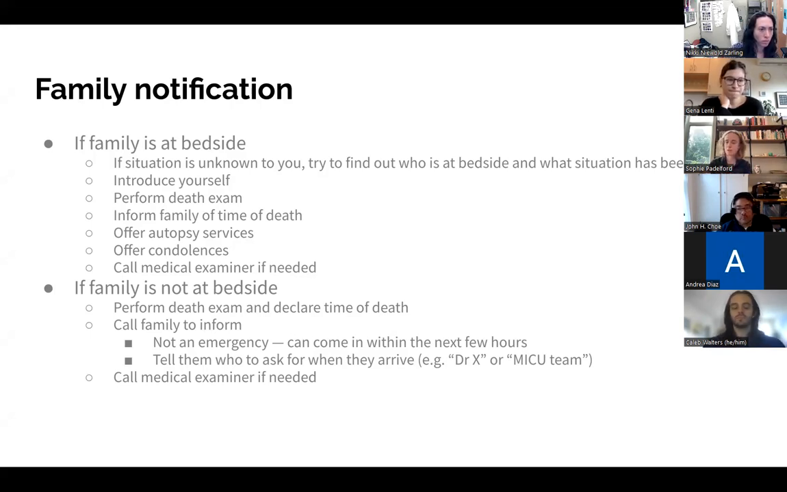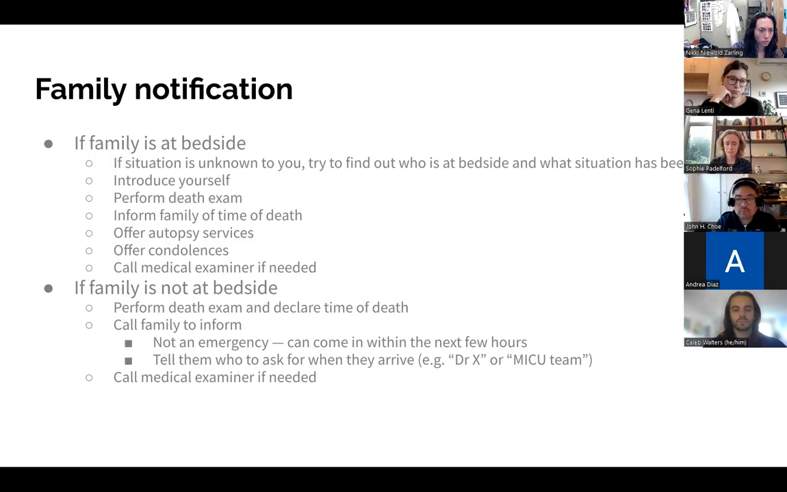You want to introduce yourself as Dr. So-and-so on X team. You perform the death exam, which we'll review. You inform the family and the RN of the time of death. This is a really important number that shows up in all sorts of paperwork. You offer autopsy services, which the family can have if they're interested. You offer condolences, and you call the ME if needed.